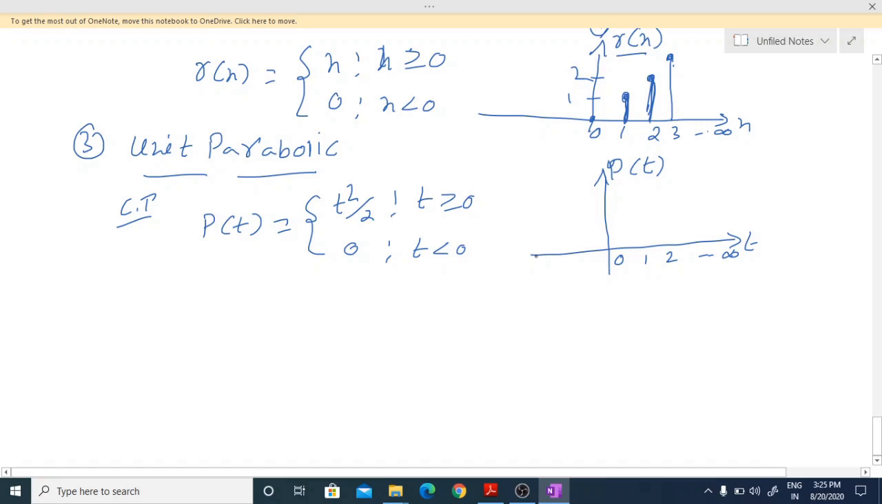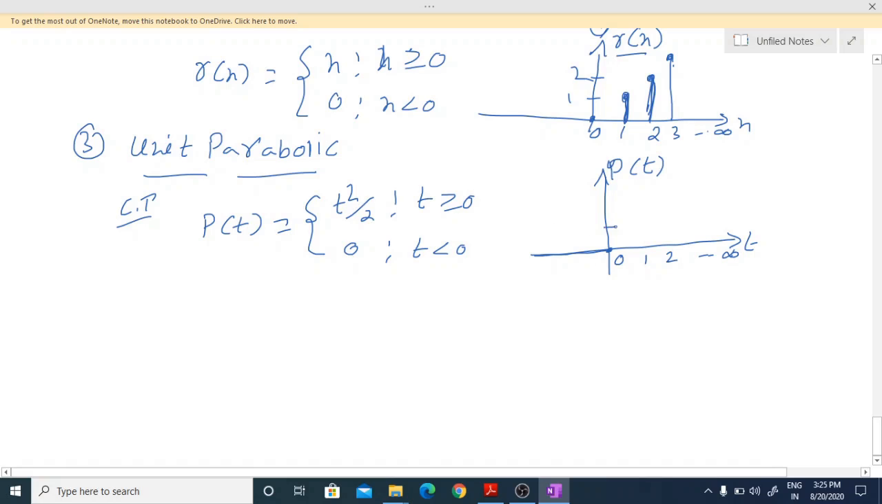For t less than 0, the amplitude is 0, and whenever t is greater than 0, the corresponding t value is substituted in the formula to get the amplitude of the parabolic signal. If t equals 0, substituting in the formula we get p of t equal to 0. If t equals 1, then 1 square by 2 is 1 by 2, which is 0.5. And if t equals 2, then 2 square by 2 is equal to 2.